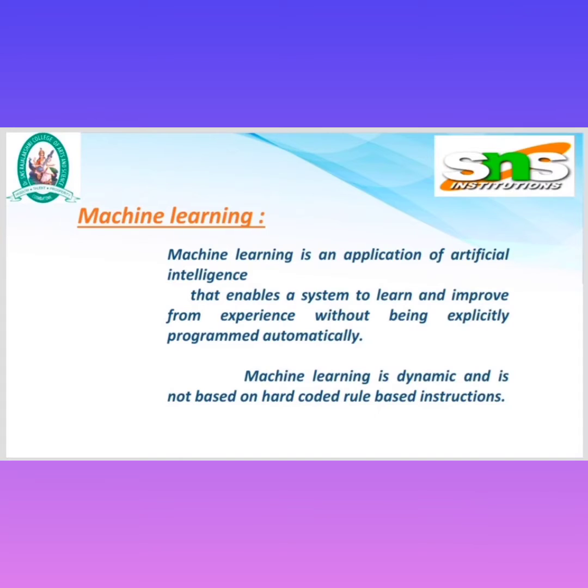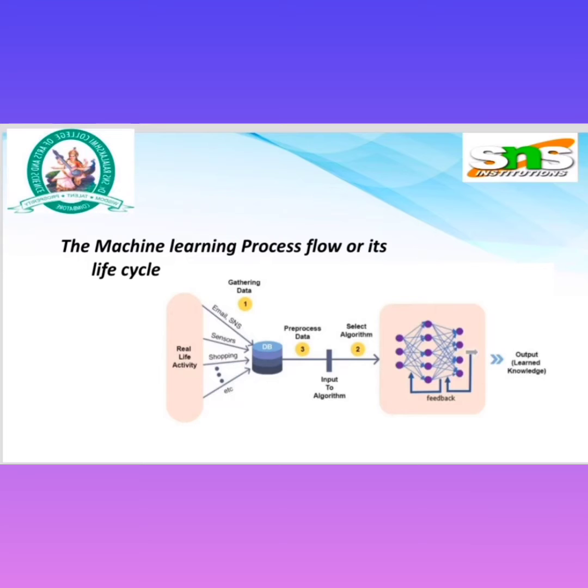Machine learning. Machine learning is an application of artificial intelligence that enables a system to learn and improve from experience automatically, without being explicitly programmed. Machine learning is dynamic and is not based on hard-coded, rule-coded construction. Here is the machine learning process flow, or its life cycle.